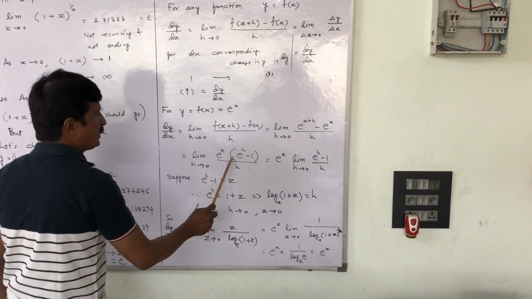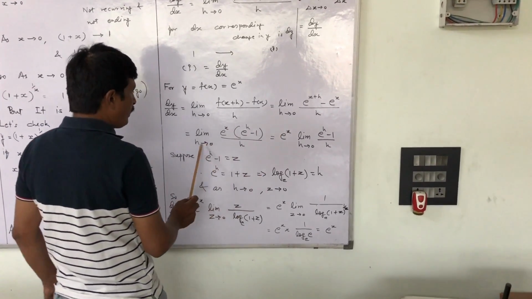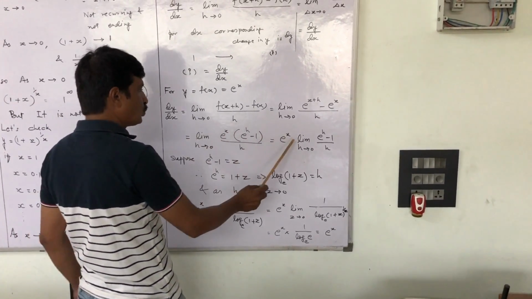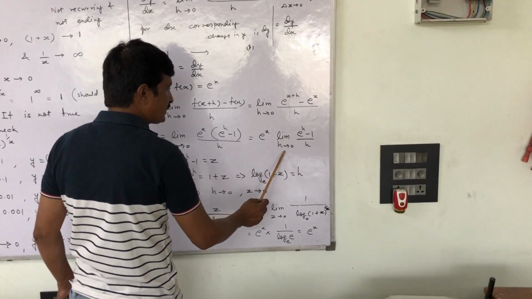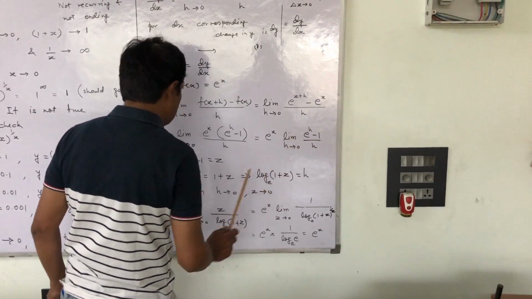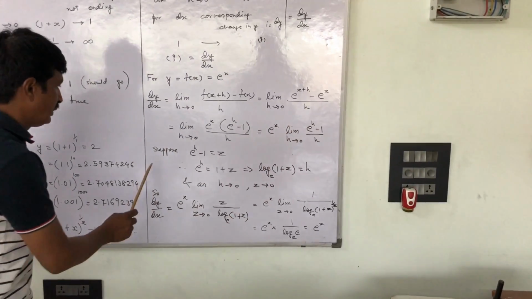Taking common e raised to x, we get limit h tends to 0 e raised to x common, e raised to h minus 1 upon h. But h is a variable quantity, e raised to x is a constant number, so we can take it out of the sign of limit. So e raised to x into limit h tends to 0 e raised to h minus 1 upon h. This limit is 1. How?